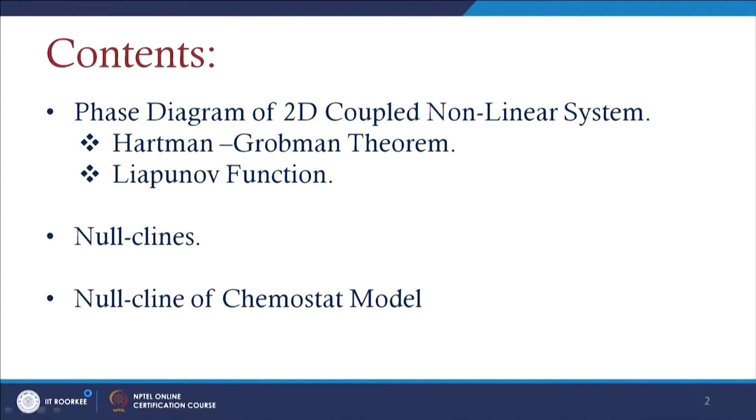So, first we will go for the phase diagram of a 2D coupled nonlinear system, since, as I told, in the last lecture we discussed the 2D coupled linear system, and this nonlinear system can be dealt with by two methods: the first one is the Hartman-Grobman theorem and the second one is the Lyapunov function, and this can be analyzed through nullclines also. Then in the final phase of this lecture we will go for the nullclines of the chemostat model.